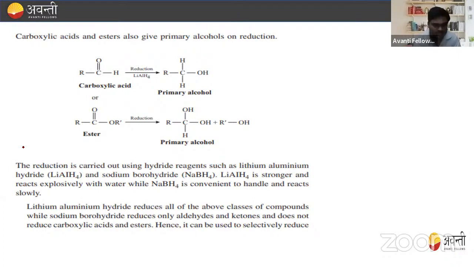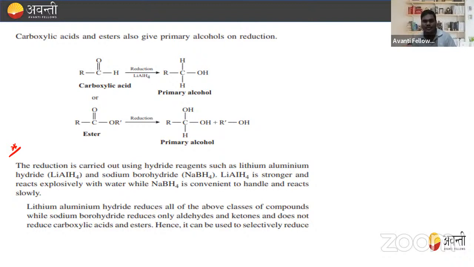Now, one important note here. The reduction is carried out using hydride reagents such as lithium aluminum hydride and sodium borohydride. LiAlH4 is stronger and reacts explosively with water, while NaBH4 is convenient to handle and reacts slowly. Lithium aluminum hydride reduces all of the above classes of compounds, while sodium borohydride reduces only aldehyde and ketone and does not reduce carboxylic acid and ester. Hence, it can be used to selectively reduce. Both are very good reducing agents.